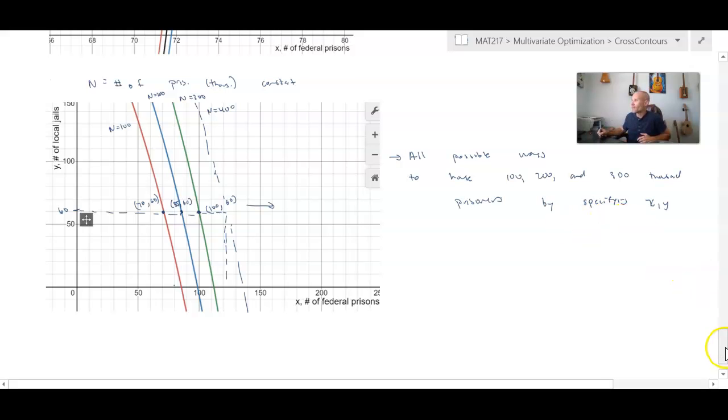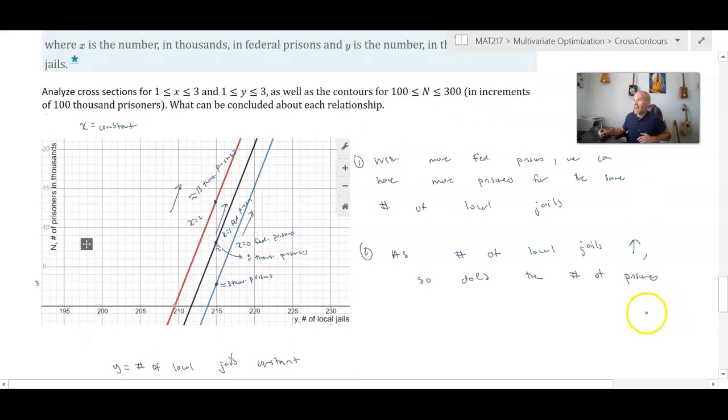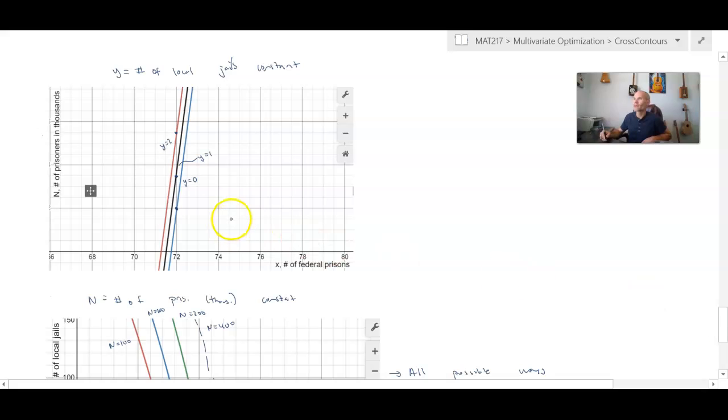So at the end of all of this analysis, what we've really figured out is that as you increase the number of local jails while holding the federal prisons constant, you increase the number of prisoners that you can house. This picture tells us that if we have a fixed number of local jails and only increase the number of federal prisons, the number of prisoners we can house goes up linearly.